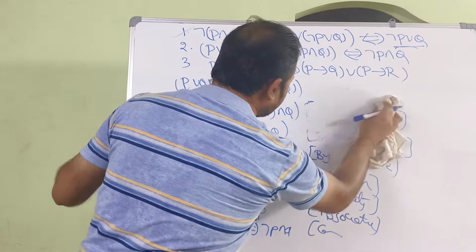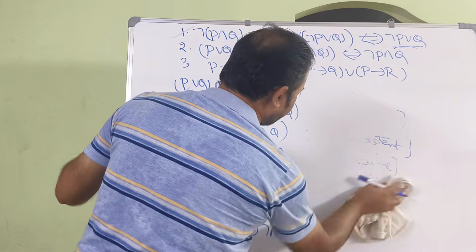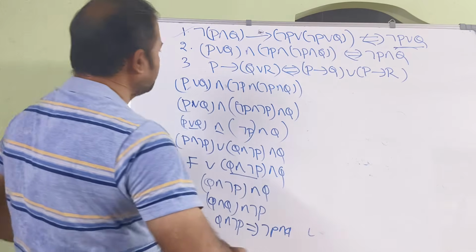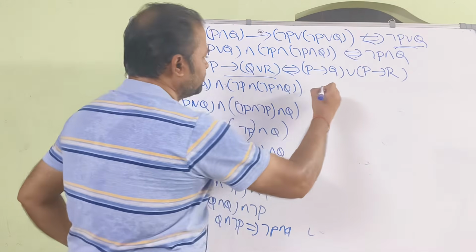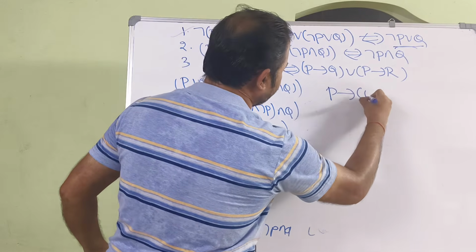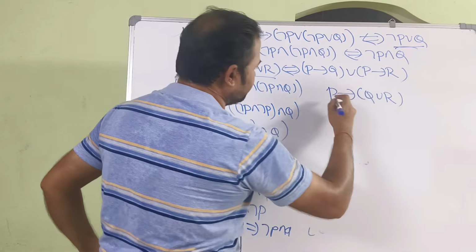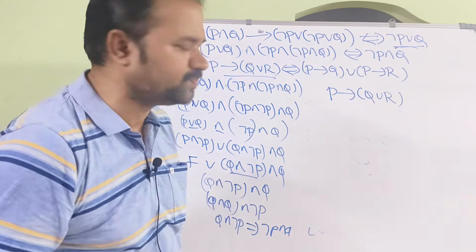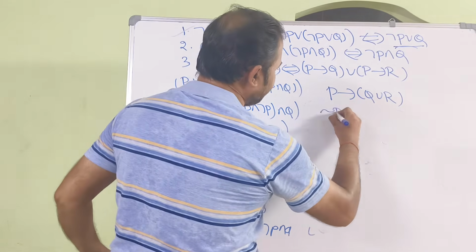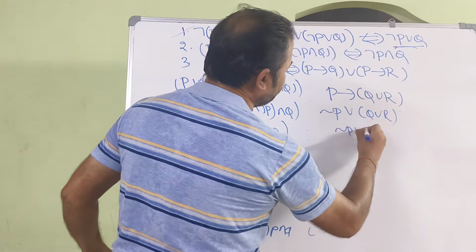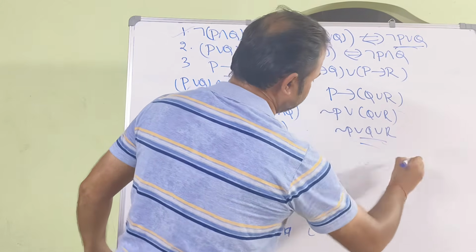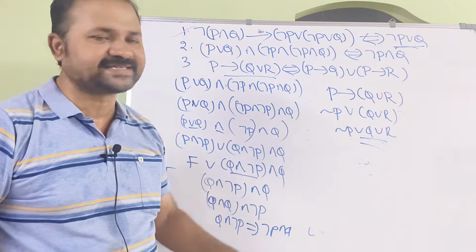Now let us see the third example. So what is the third example? P implies Q or R equal to this one. So first simplify the first one, left hand side. P implies Q or R. So this is in the form P implies Q. So what is the result? Negation P or Q. So here the result is negation P or Q or R. So this is LHS result.